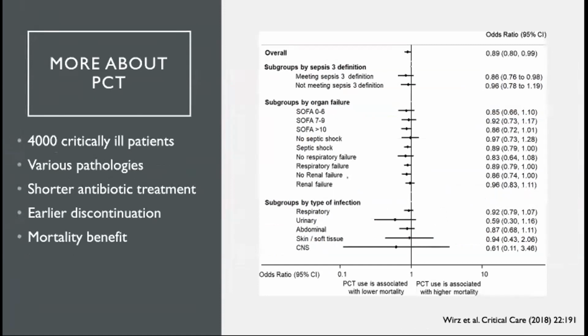This is a slightly more recent meta-analysis, which examined the records of over 4,000 critically ill patients with various pathologies and confirmed the results of the SAPS trial. It was a PCT-guided strategy similar to the SAPS trial that was associated with improved mortality, also a modest reduction in antibiotic use through shorter treatment duration and earlier discontinuation. So you can see that the plot is all on the left-hand side there, which indicates that it was safe.